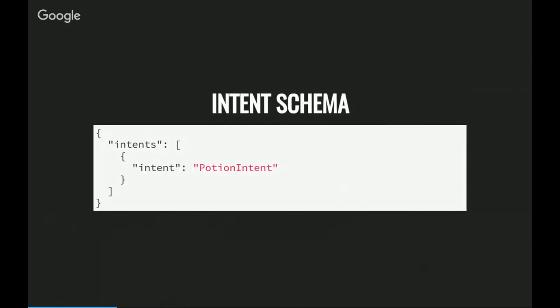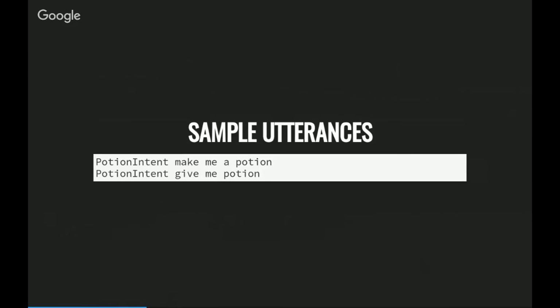Okay, so with this skill, the intent schema is pretty simplistic. There's only really one intent, and that is to make a potion. So it is the potion intent. Once again, the sample utterances are also very simple. We have potion intent, make me a potion intent, give me a potion. Not too much more to go on from that.